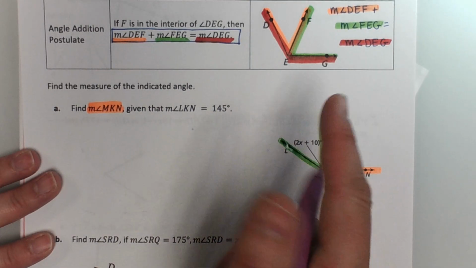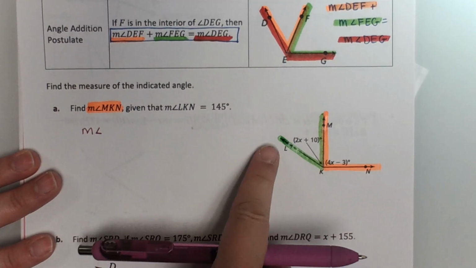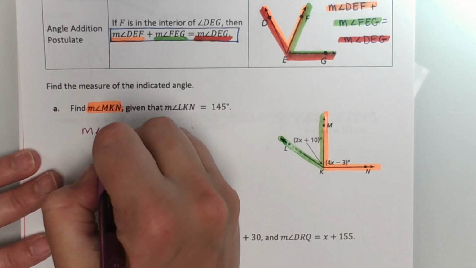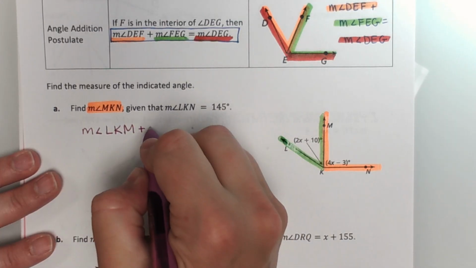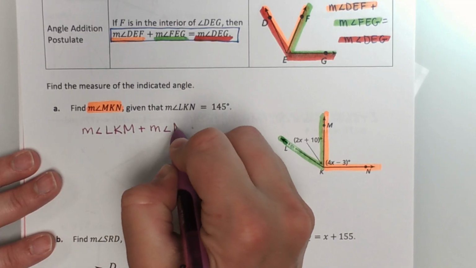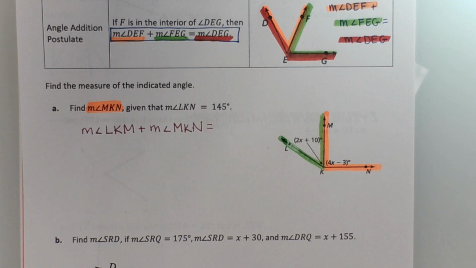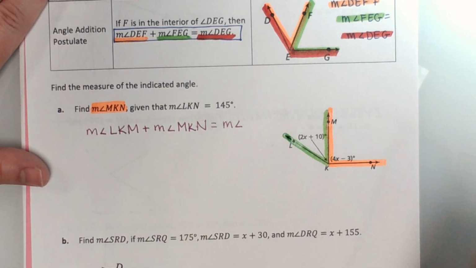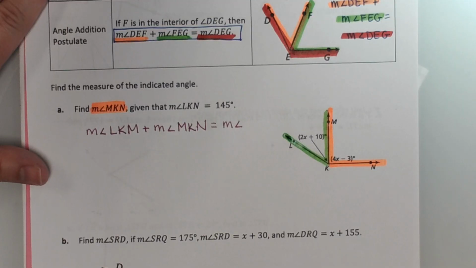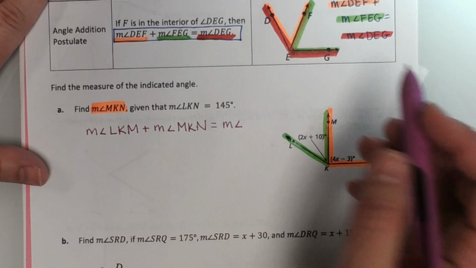First one, if I go by names first, is angle LKM. Plus, the second one we just established was angle MKN. And when I add those together, I should get the full angle. The name of the big angle being, what? What's the big angle's name? LKN.